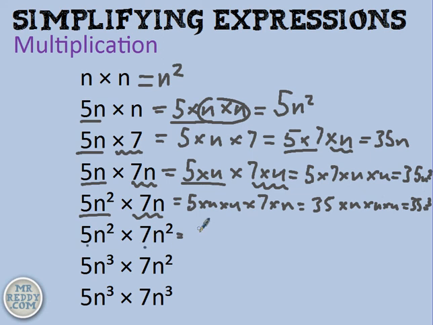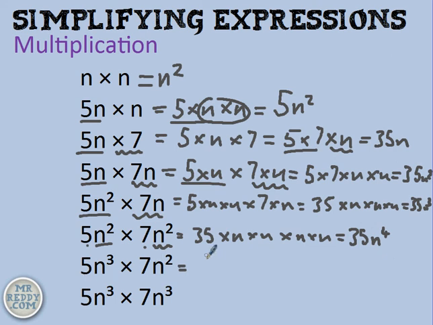5 times 7 gives you the 35, and then we're timesing by n squared, which is n times n, and by another n squared, which is another n times n. So what do you get? You get 35 times n to the power 4. I'm not giving away any rules about multiplying index numbers at this point. That'll have to be for another video.